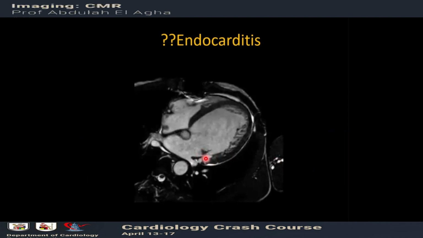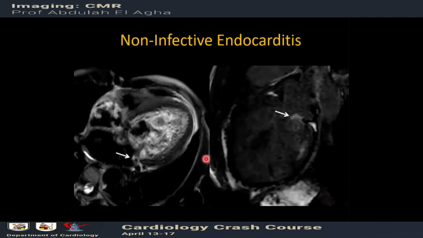This is the mass on the posterior mitral leaflet. What we found when we injected the gadolinium is that the mass was uptaking gadolinium. You see this mass? The vegetation of infective endocarditis does not uptake gadolinium, okay? So here is a mass that is uptaking gadolinium. So this is not an infective vegetation. This is different, something else.